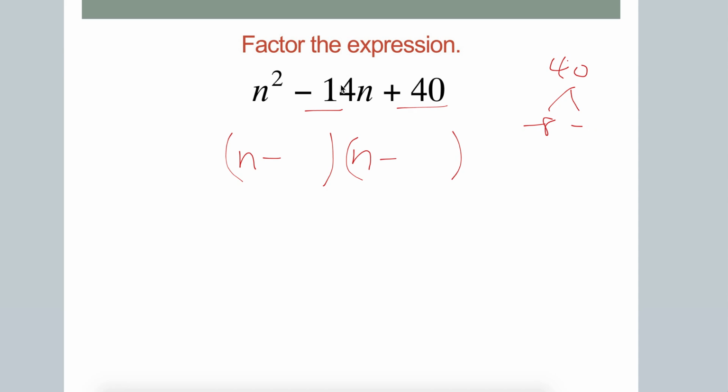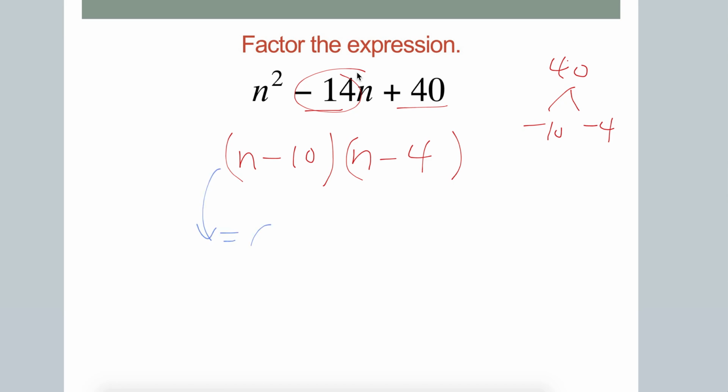So what about negative 10 and negative 4? They multiply to positive 40, and if I add negative 10 plus negative 4, I do get negative 14. So that's what we want. If I were to FOIL this, I would get back the original, which is how we know we're doing this correctly. So I had a great question come up.